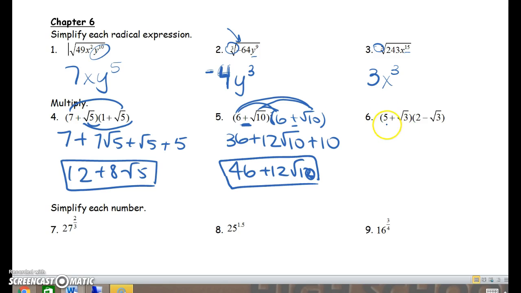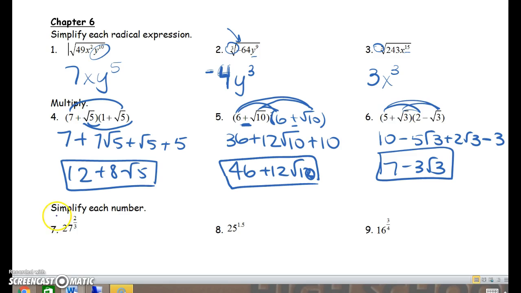Okay, number 6. So now we're going to go ahead and FOIL. So 5 times 2 is 10. 5 times negative root 3 is negative 5 root 3. The inners, 2 root 3, and then negative root 3 times root 3 is going to be negative 3. So 10 minus 3 is 7. Negative 5 and 2 gives us negative 3 root 3.